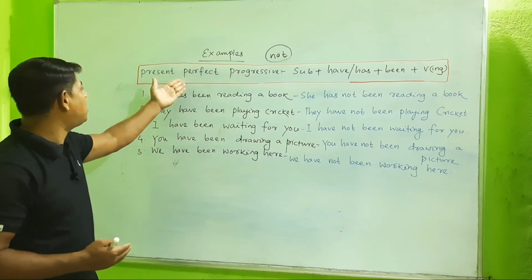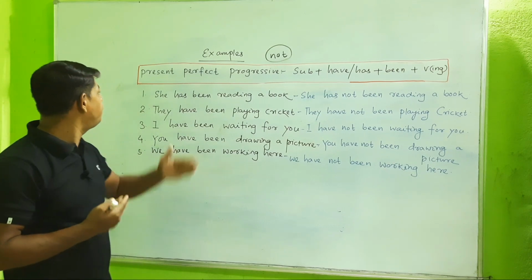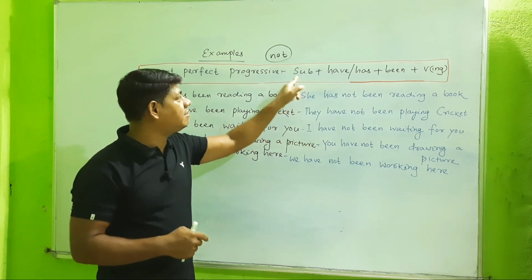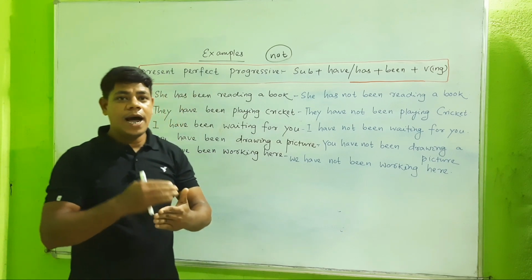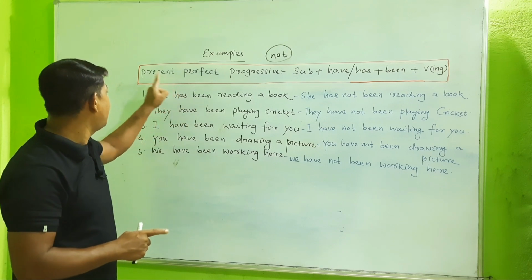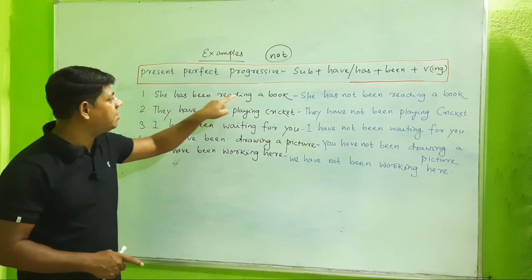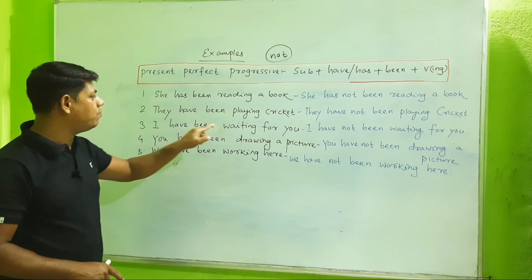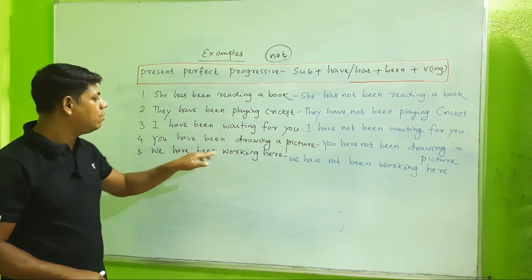Now you see, I have got some examples of present perfect progressive tense. The minimum format, or the minimum skeleton, of this sentence is subject, then have or has, then been, and finally verb plus ing. This is the minimum skeleton of this sentence. I have got some examples for you. She has been reading a book. They have been playing cricket. I have been waiting for you. You have been drawing a picture. We have been working here.